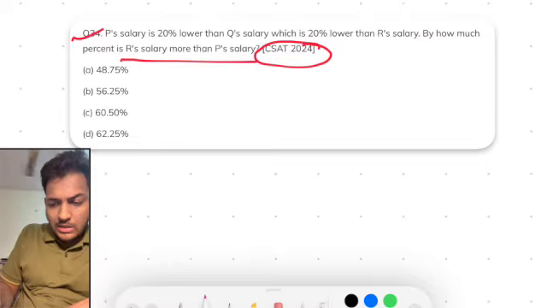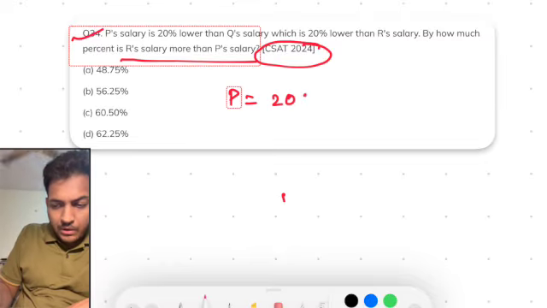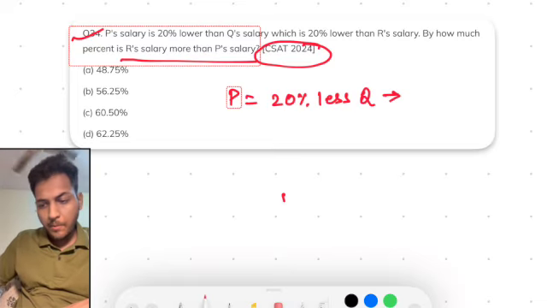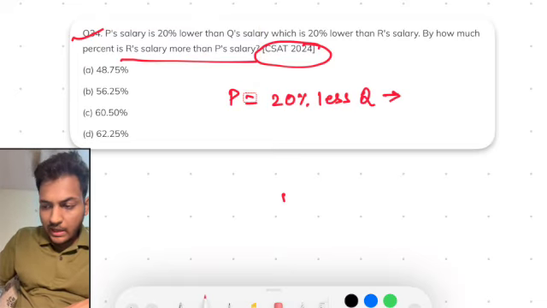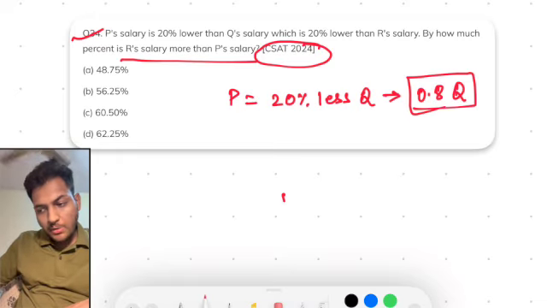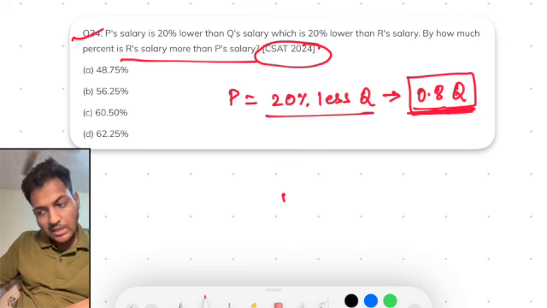Now P is equal to 20% less than Q. Can you directly write 20% less than Q? How much will it be? Directly it will be 0.8 Q. Now see, why am I writing this directly? Because I explained in the last class how 20% less than Q is 0.8 Q.